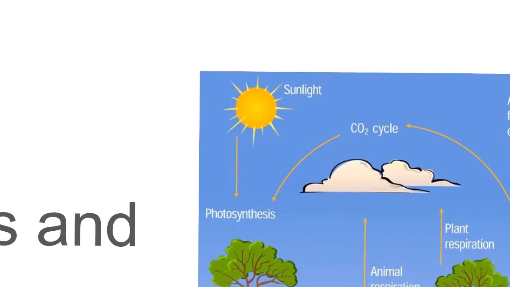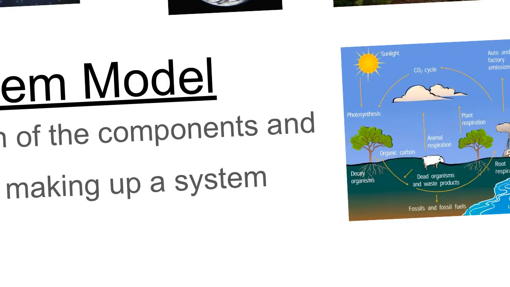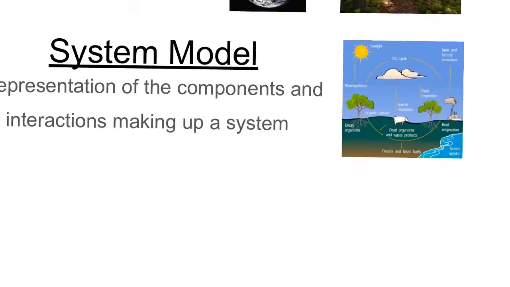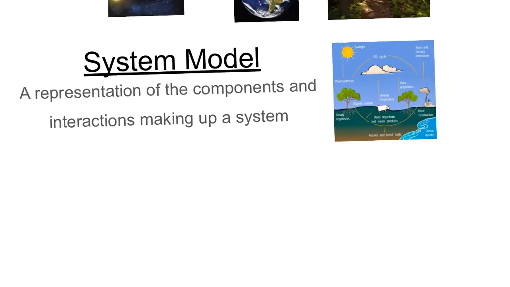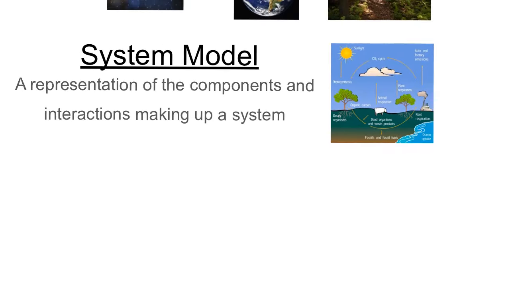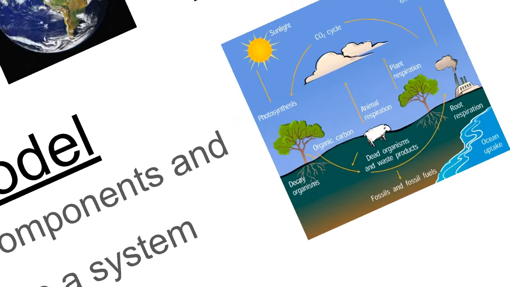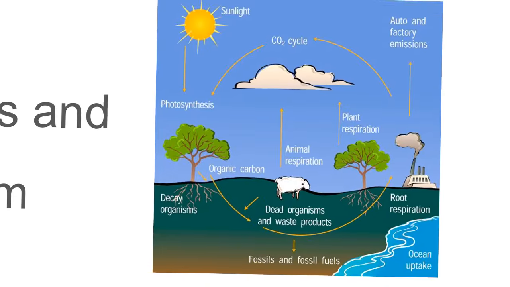learning about these systems, one way that we can learn more about systems is through a system model. And the system model is going to be a representation of the components and the interactions making up a system. So this is going to be a way for us to show what's going on in this system so that we can learn more about it, and eventually we can affect the system and improve the way that we're interacting with that system.